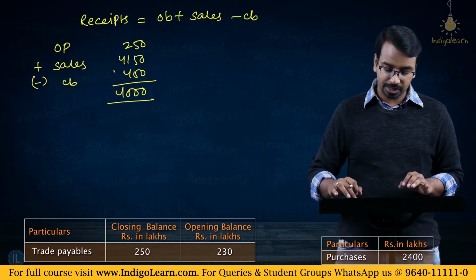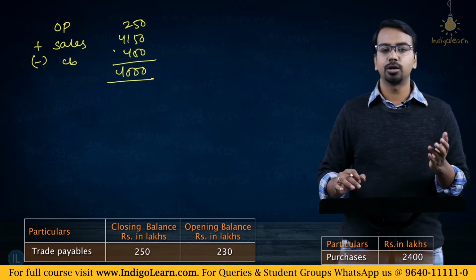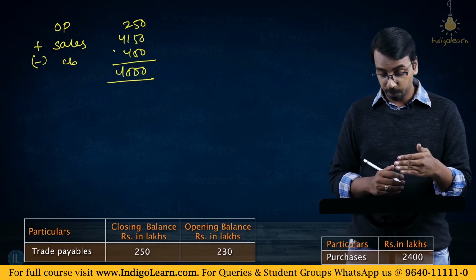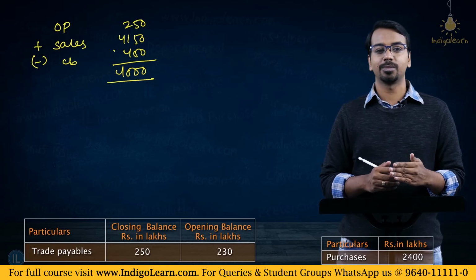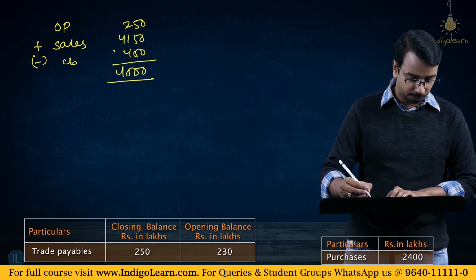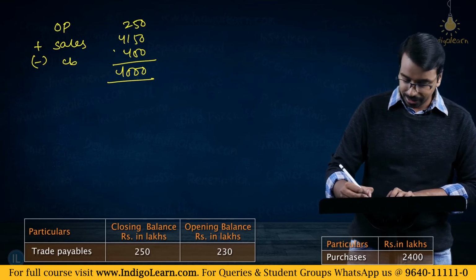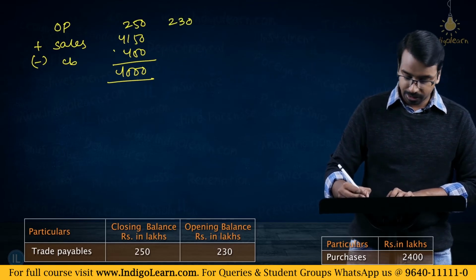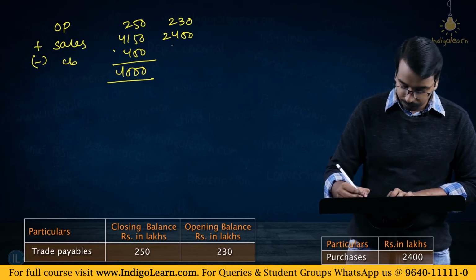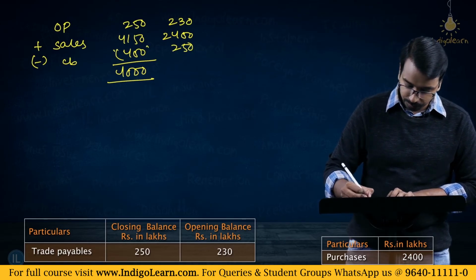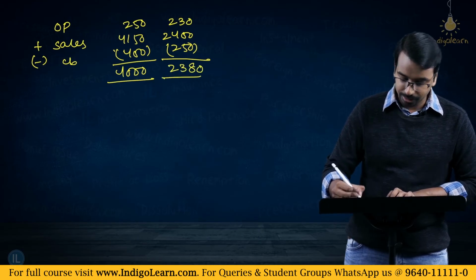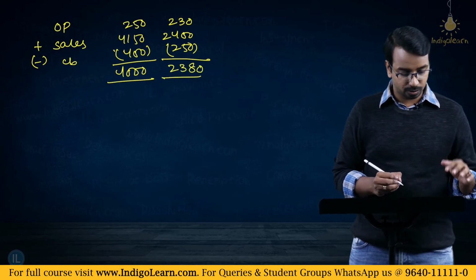Now can we do the same thing as a statement? Yes, we can. So how will you prepare a statement for that? Can I say opening balance plus purchases minus closing balance is what I have paid? Absolutely, yes. So the opening balance is given as 230. Purchases 2400. Closing balance of 250, right? If I reduce this, I get 2380, right? That part is also done.